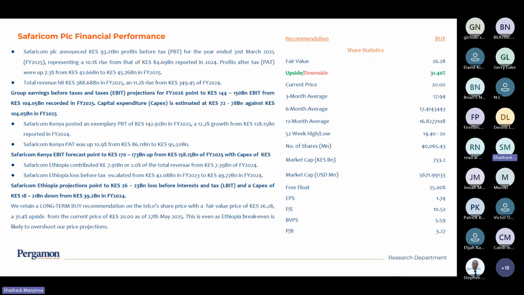The dividend, we expect a dividend review. In the last briefing, of course, there were some questions where management alluded that they are likely to increase that dividend to be aligned to the company payout ratios. That is the company policy in terms of how much they are able to pay from their earnings. That is all for Safaricom.